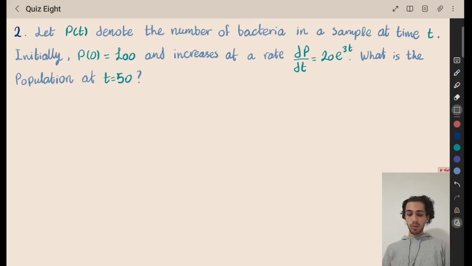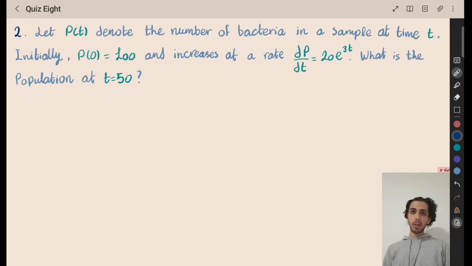Here we are faced with a word problem about the number of bacteria in a sample at some time. Maybe you want to go into mathematical biology, which is an actual field. You'll deal with a lot of problems like this. So they deal with differential equations. So what we have here is a differential equation.